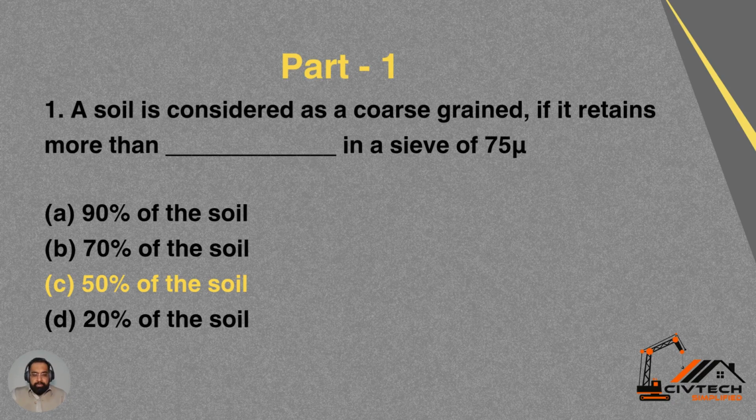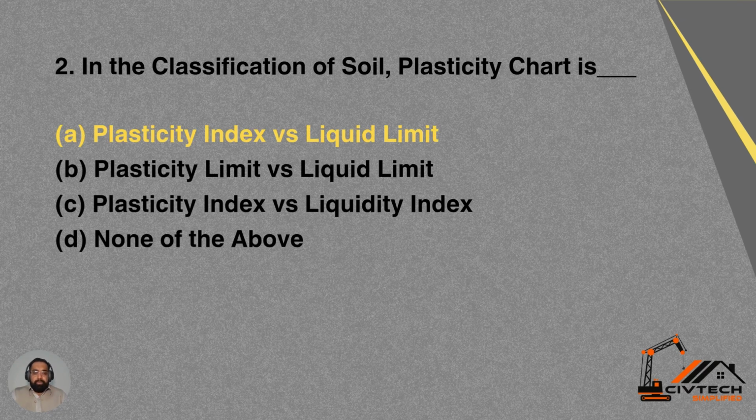C is the correct answer, which is 50% of the soil. So a soil is considered to be coarse-grained if it retains more than 50% of the soil in a sieve of 75 micron. So C is the correct answer for this question.